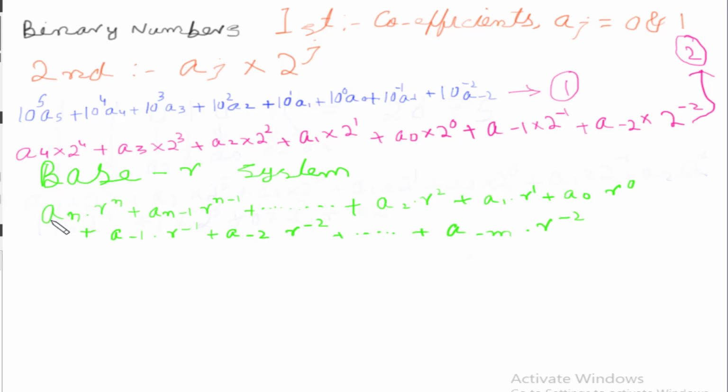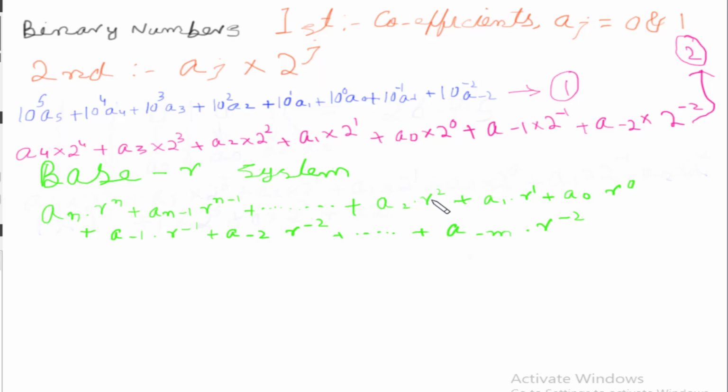So simply we can write it as a sub n into r raised to power n plus a sub n minus 1 into r raised to power n minus 1 plus, up to, we keep on decreasing. You see, if this is 5, this can be 4 as over here. The base or the subscript value keeps on decreasing as you go from left to right. So the same happens over here as well.